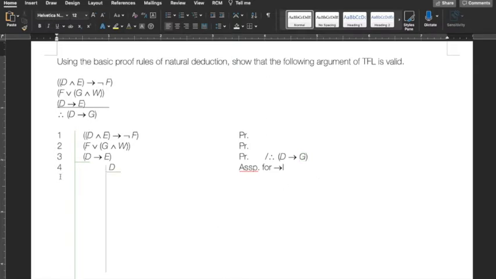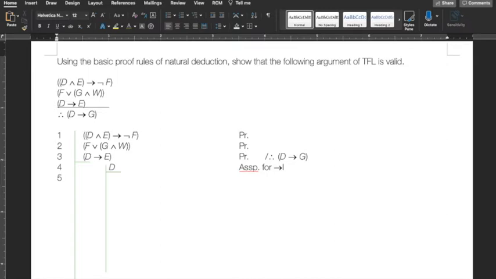Remember too that not only do we have to add the assumption for our subproof, we also have to add the line that marks that this is a subproof within the body of the main proof. And we have to mark that D is the assumption and everything else that follows is proved within that subproof.